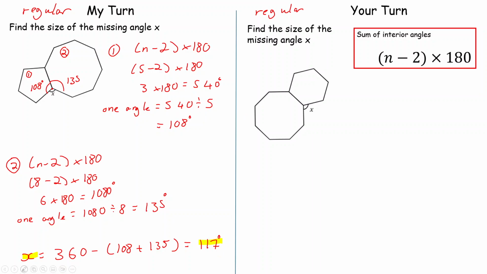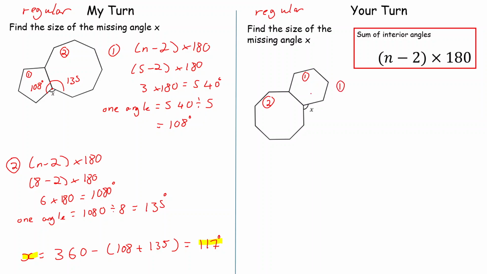Now, let's try your turn. If you've given that a go, that's great. I'll go through it now, and you can fast forward till the end to get your answer. So find the size of angle x again. Similar process, but just this time we've got different shapes, shape 1 and shape 2.